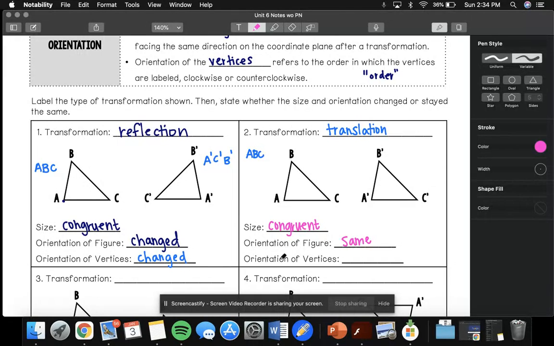Okay, the last thing is the orientation of the vertices. So we have this triangle ABC. Again, I always start with A, or the first letter, and then I go clockwise: B, C. Then I look at the transformed picture, start with A prime, and go clockwise: B prime, C prime. So when I look at these, the order in which the vertices are labeled has not changed either, so they stayed the same.